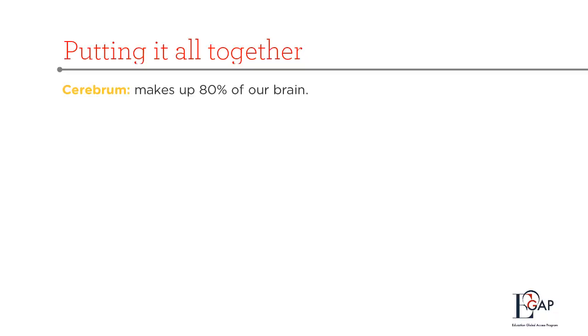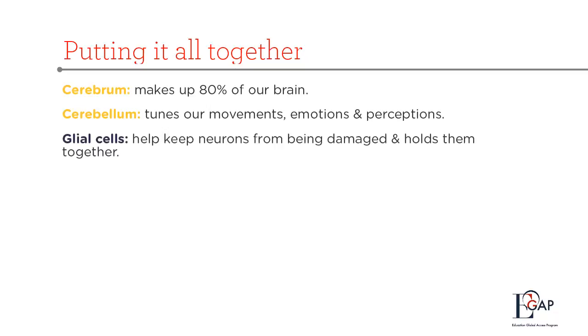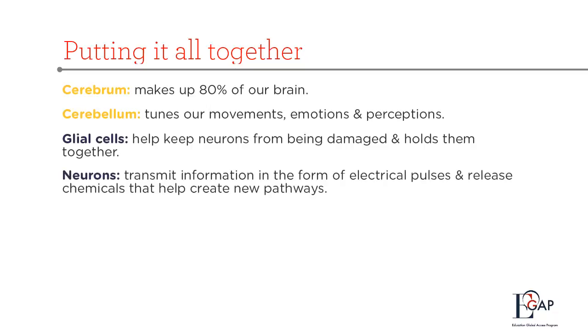The cerebrum makes up 80% of our brain, while the cerebellum is the powerhouse for learning because it fine-tunes our movements, emotions, and perceptions. The brain matter itself is made up of 2 kinds of brain cells. Glial cells help keep neurons from being damaged and hold neurons together. Neurons help transmit information in the form of electrical pulses from our senses to our brain. They release chemicals called neurotransmitters that help create new pathways. When we learn, we are creating new pathways.